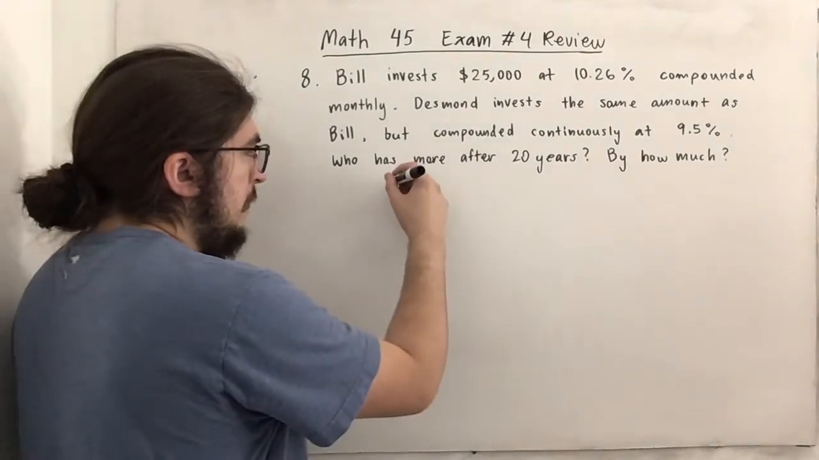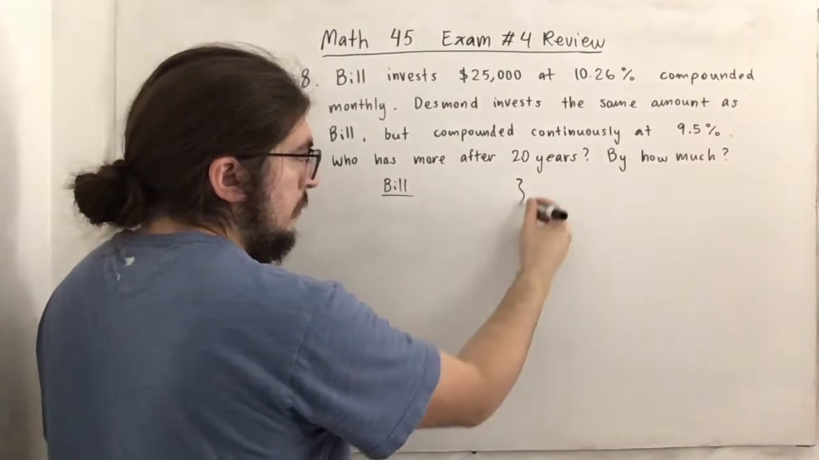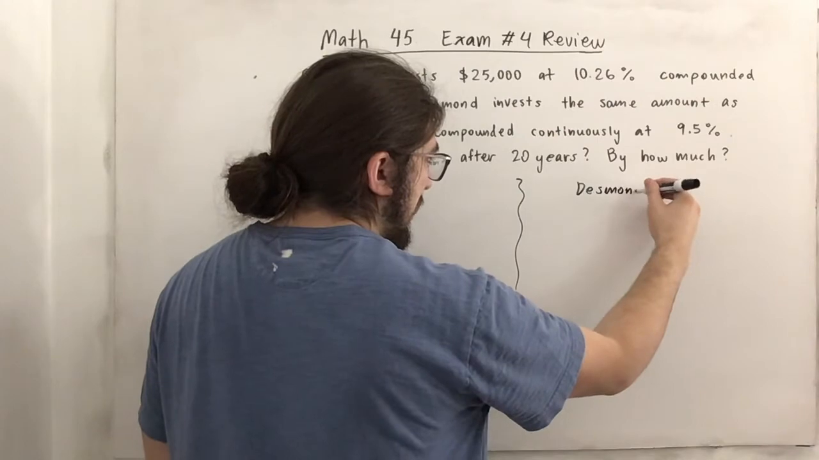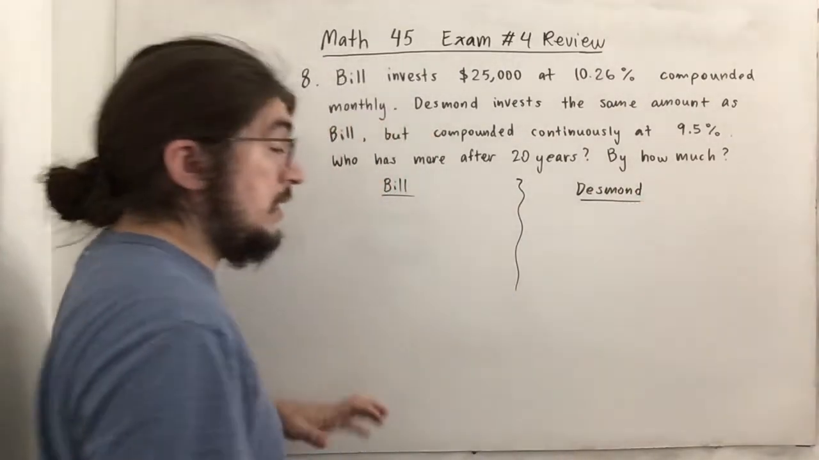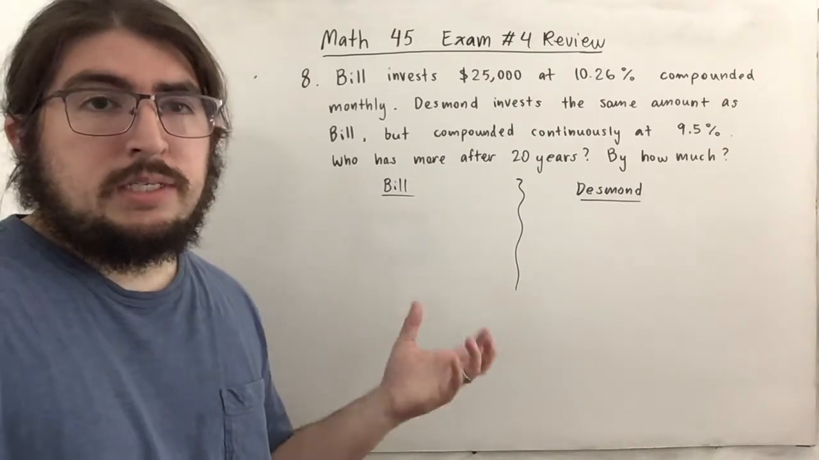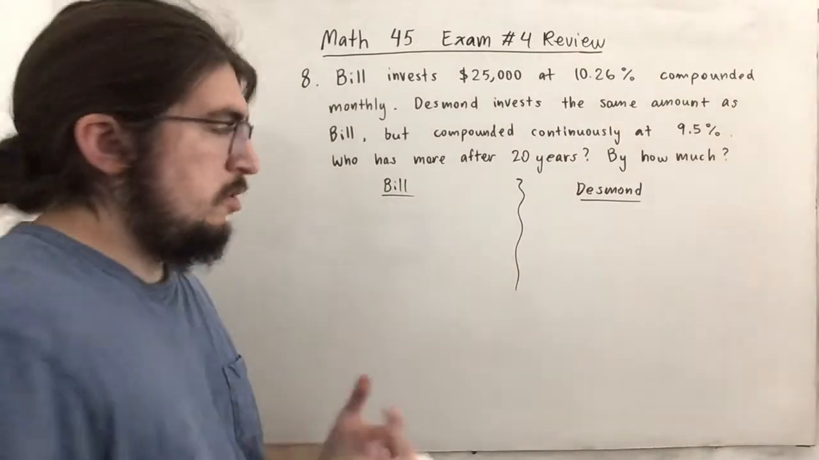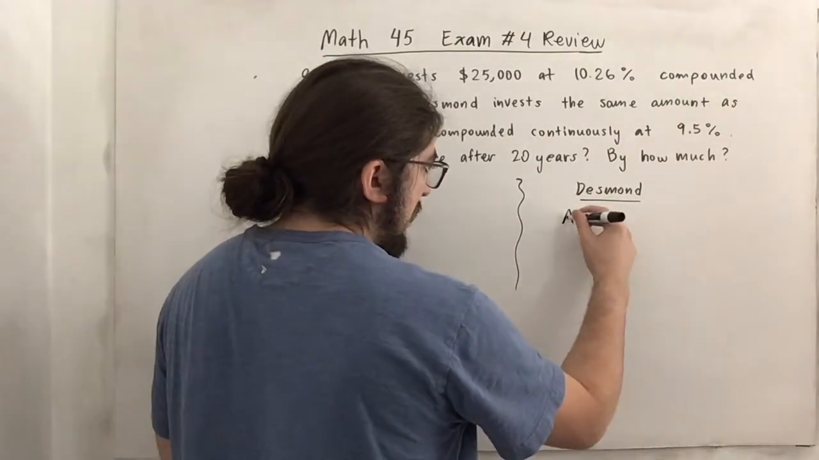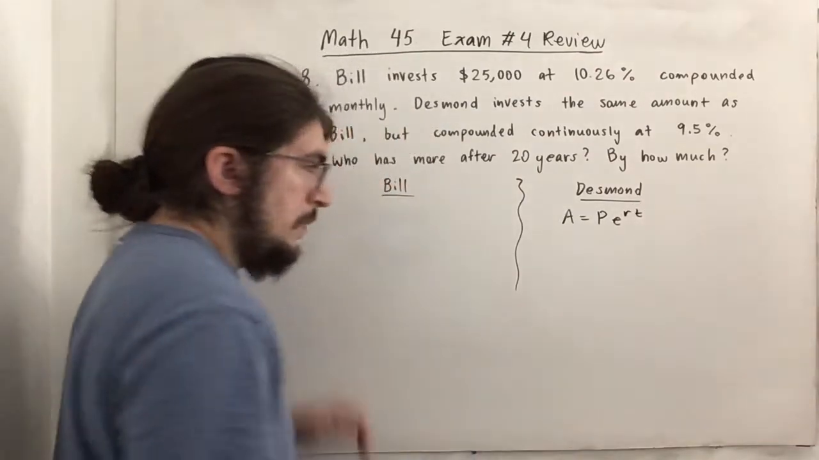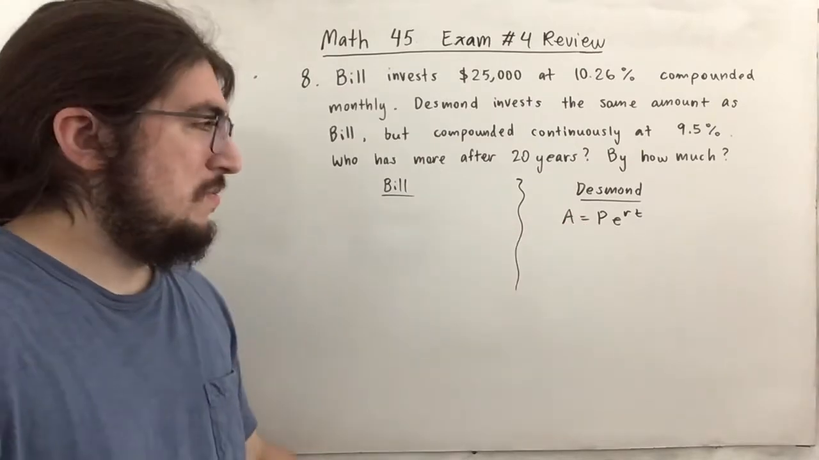So I'm going to break this up into two different situations. Bill and Desmond. All right, so let's calculate their amounts. And what we're going to do is we're actually going to use compound interest formulas. Now there's two of them, okay? There's compound interest and continuous compound interest. Obviously the continuous formula we'll use for Desmond. Don't remember what that is? That is A equals P times e to the RT. Sometimes people remember this as A pert, just because it looks like it spells that.